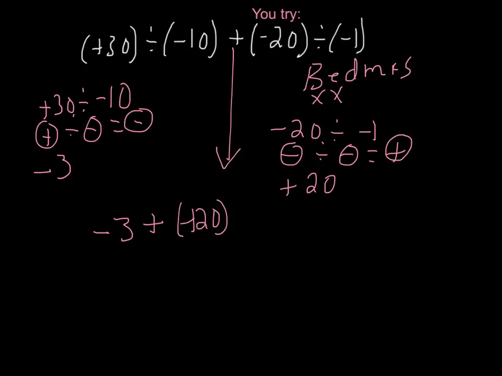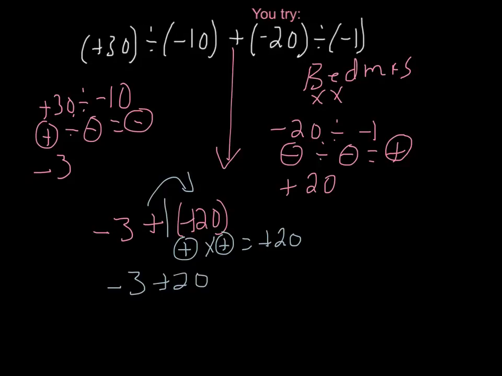We can do the same thing again like I showed you guys before. Imagine that little 1 here. So plus 1 times plus 20. Well, a plus times a plus. It's the same sign, so our answer is going to be plus. And 1 times 20 is 20. So we have negative 3 plus 20.